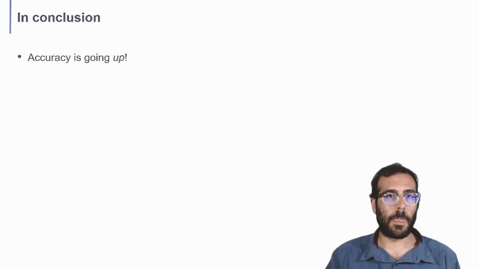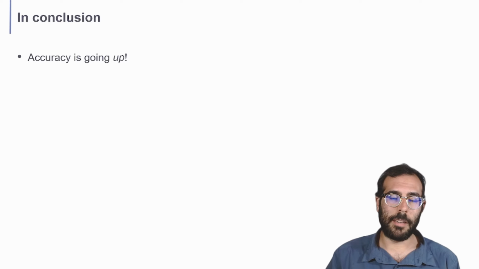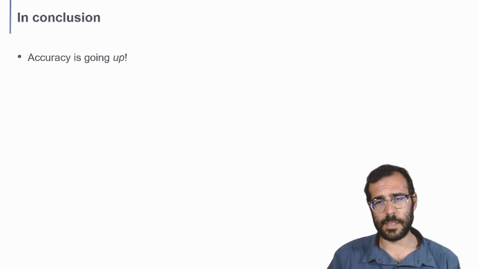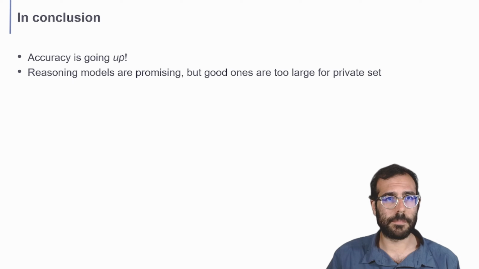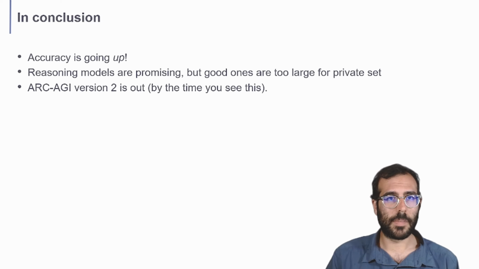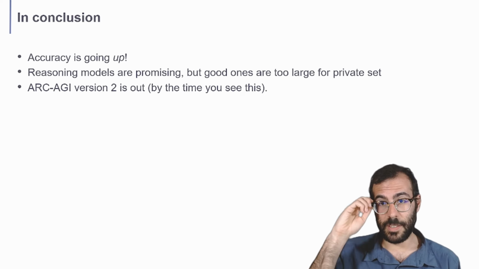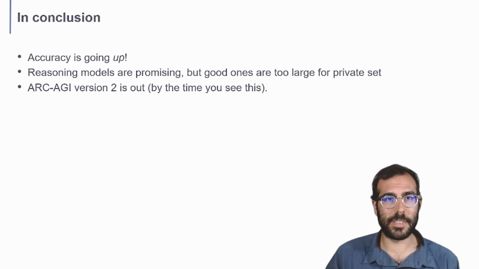In conclusion, the accuracy is clearly going up every year, and there were some recent results with big reasoning LLMs that suggest that maybe even the ARC challenge is slowly saturating, although not in the private set. The reasoning models are promising, but again, the good ones are too large to be able to win the prize. ARC-AGI version 2 is going to be out by the time you see this, so I'm looking forward to seeing that one.